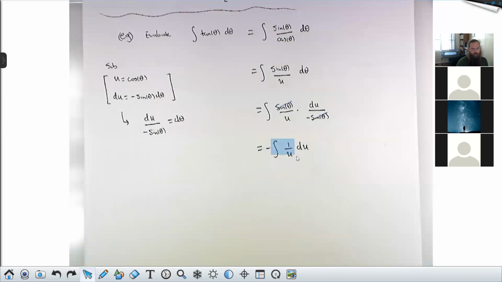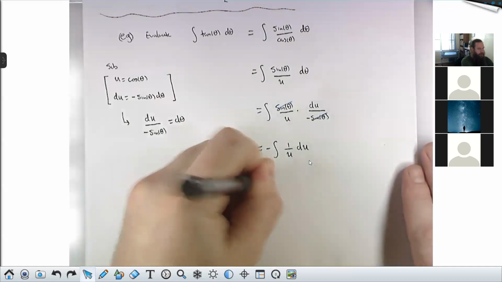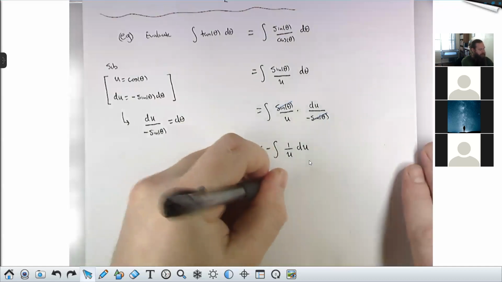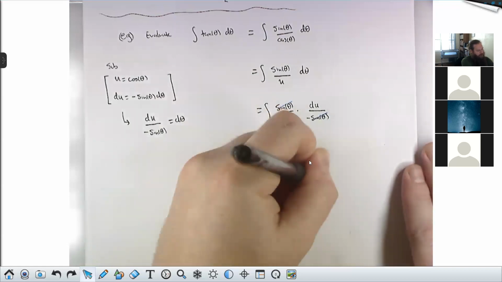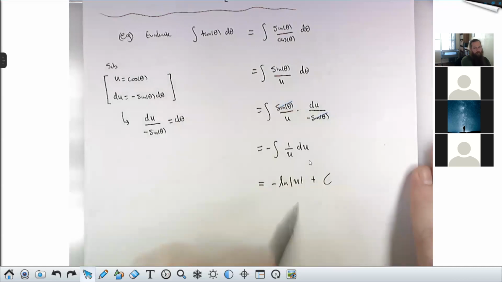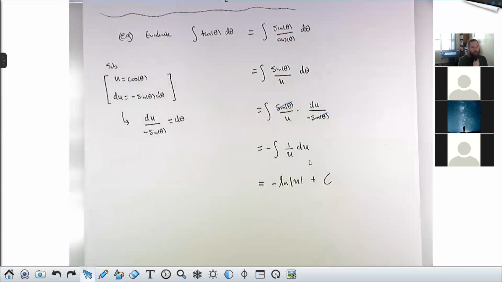What is the integral of 1 over u du? Or what is an antiderivative for 1 over u? You have the ln. Very good. Yeah, ln, absolute value. In this case, we would use the variable u because that's what we have here. So this is negative ln absolute value of u plus a constant. And the absolute values really do matter. Don't forget those.